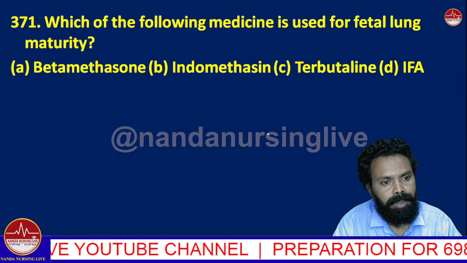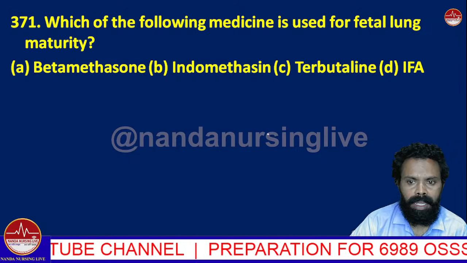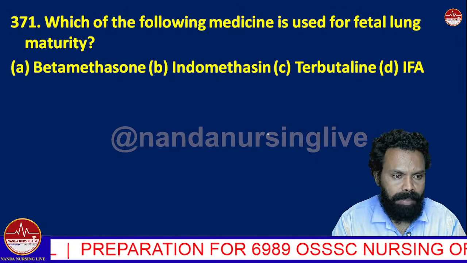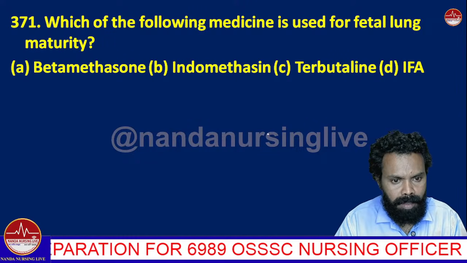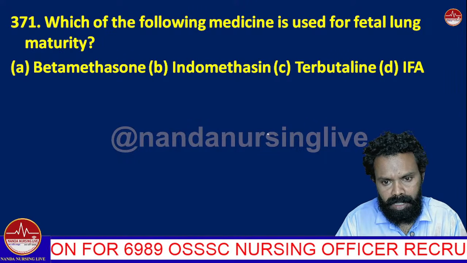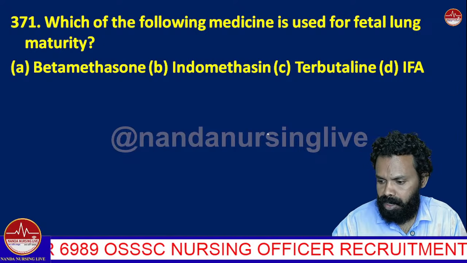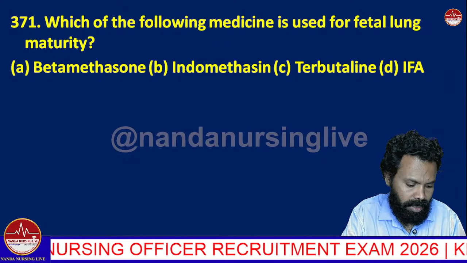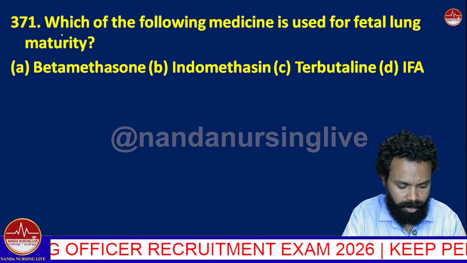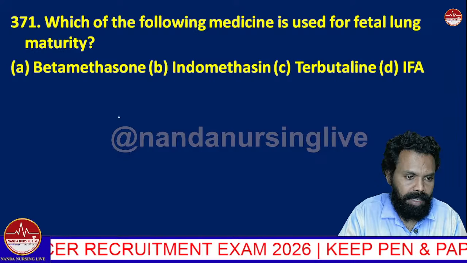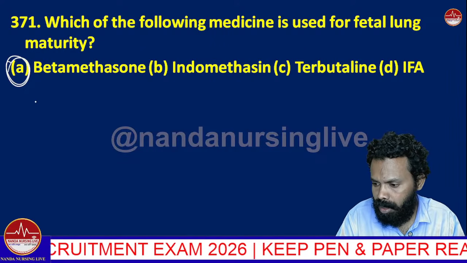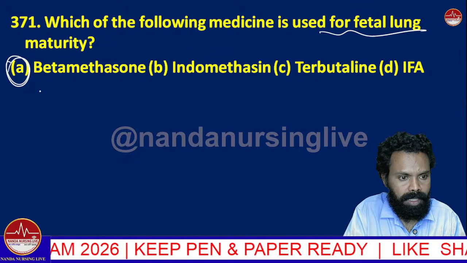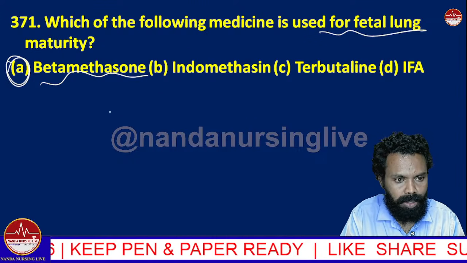Next question, question number 371. Which of the following medicines is used for fetal lung maturity? Option A is betamethasone, option B is indomethacin, option C is terbutaline, option D is IFA. So which option is the correct answer, beta? Very good, Lalita Mahananda. Option A is the correct answer. Injection betamethasone is used for lung maturity.